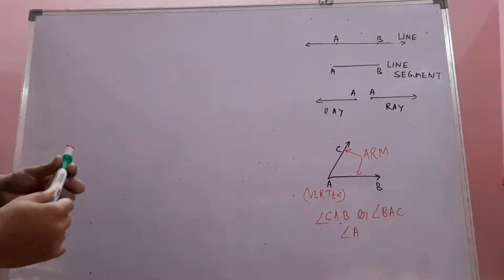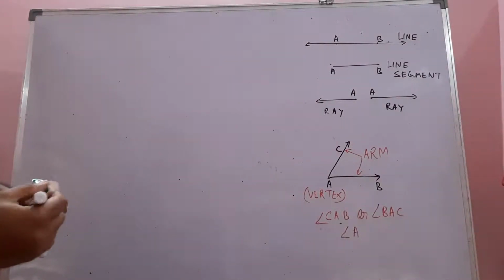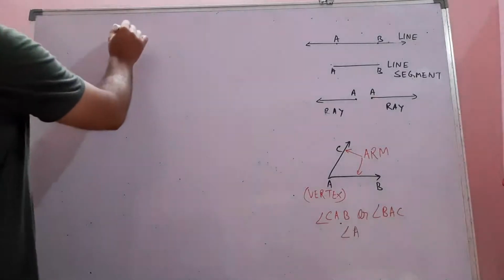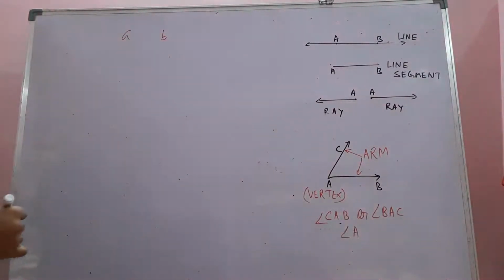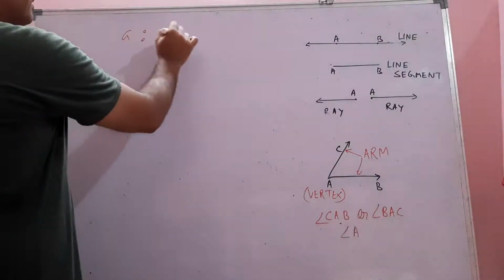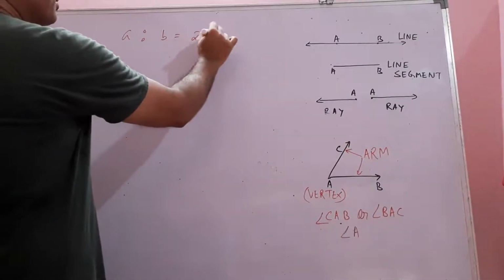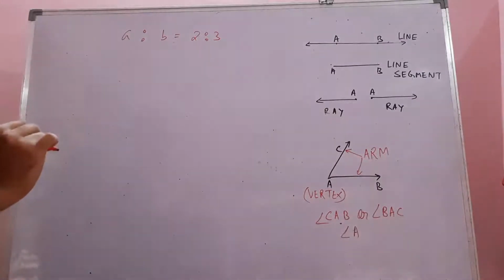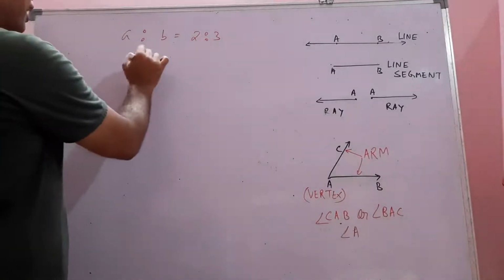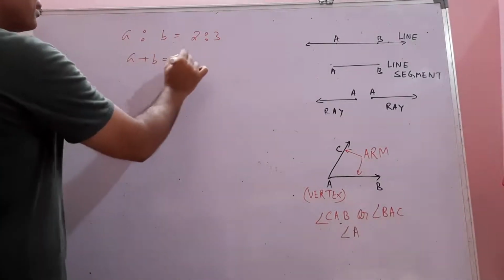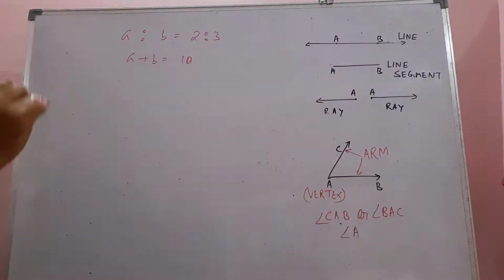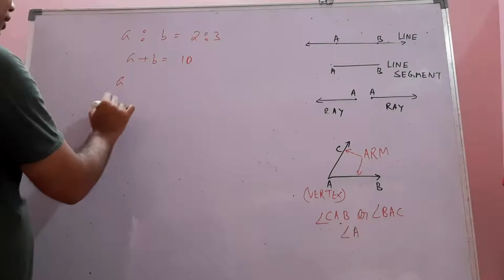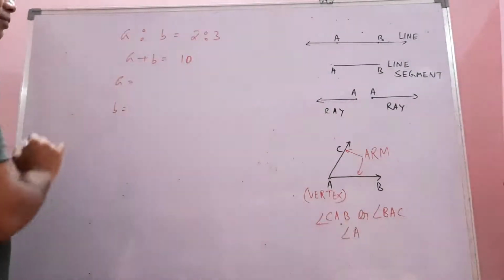Suppose you know the ratio of two quantities. Say there are two quantities, A and B. You know that their ratio is, say, 2:3, and you know their sum. Say their sum is 10. Then how do we find A and B?